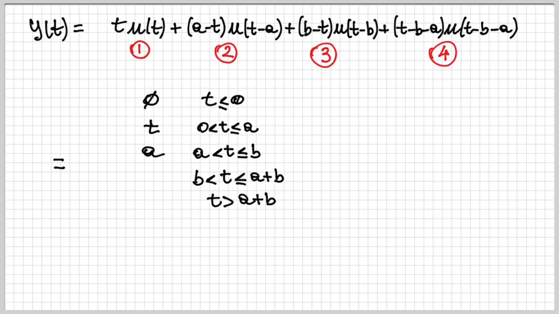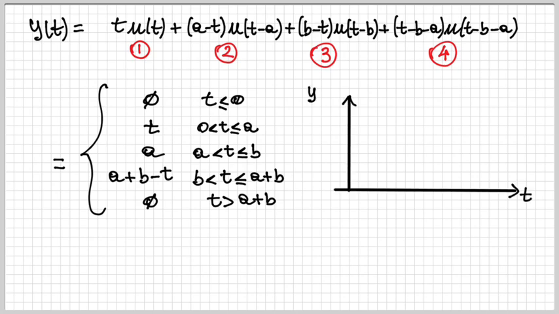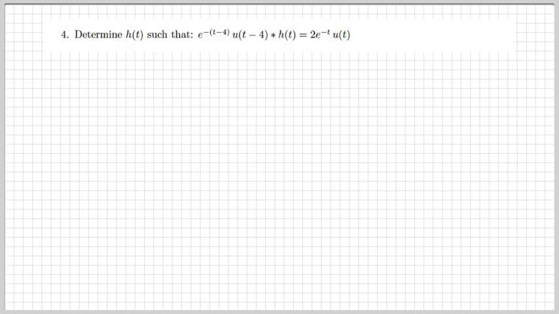And in the fourth range, between b and a plus b, number 1, number 2, and number 3 are non-zero, so if I sum them up, this is what I get, a plus b minus t. Finally, in the last interval, all of them are non-zero, so I need to sum all of them up. But if you do that, you see that the result we get is 0. So here's an expression for our output. If we want to visualize it, well, we can quickly draw it, and we see that this is the shape it takes.